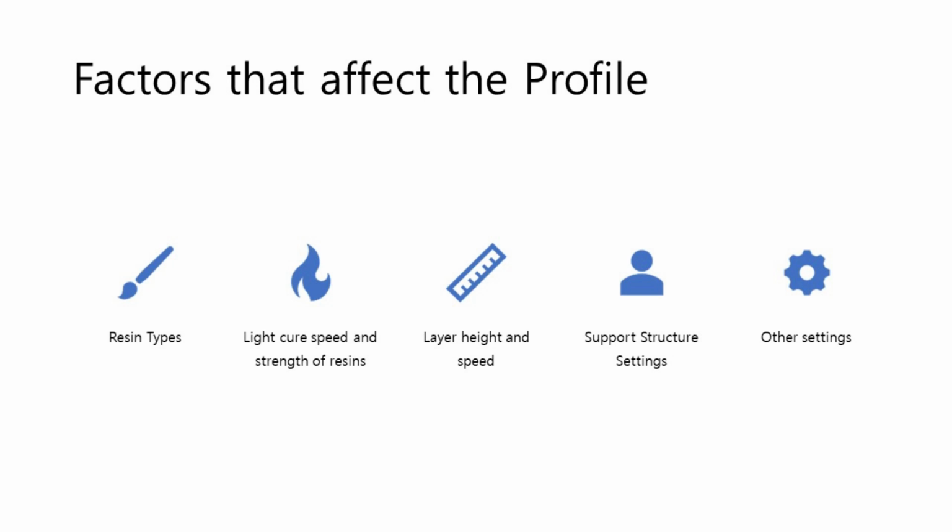Inadequate support structures can lead to print failures. 5. Additional settings. Depending on the printer model, the brand and type of resin used, and environmental conditions, additional settings may be required. All these factors play a significant role in the optimization of the profile.